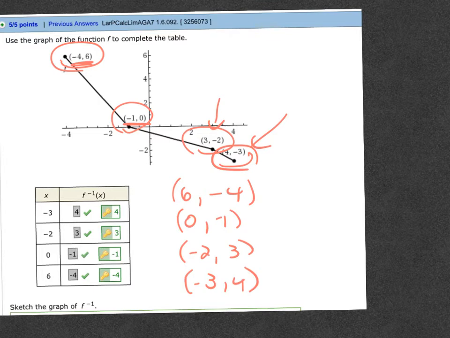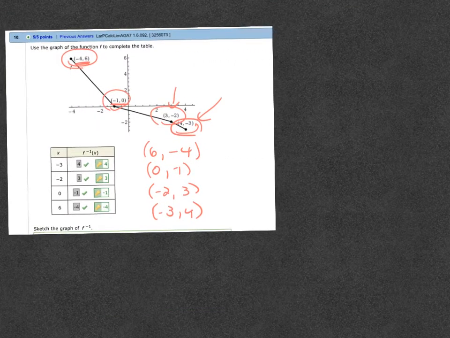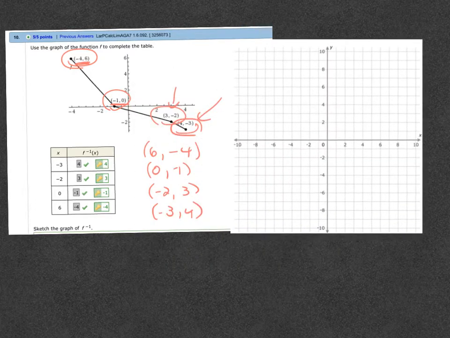And then from there, I'd plot my coordinate points. It gave you the little grid, but if you did it on Notability or in a notebook, then I would plot (6, negative 4), (0, negative 1), (negative 2, 3), and (negative 3, 4). And my graph should have looked something like that, okay, which is the inverse of my original graph. Questions?